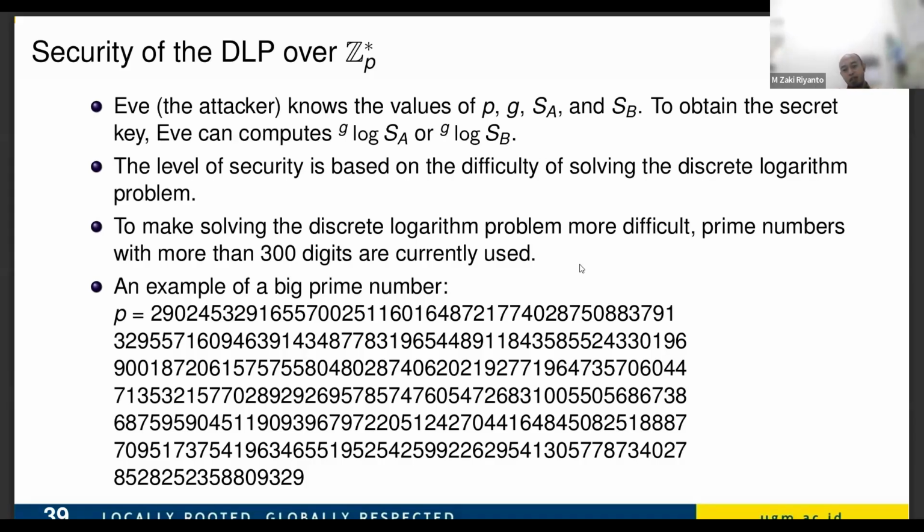To make the security of the Diffie-Hellman key exchange hard, we should use a big prime number. This is an example of a big prime number. We use a 300-digit prime number, for example.